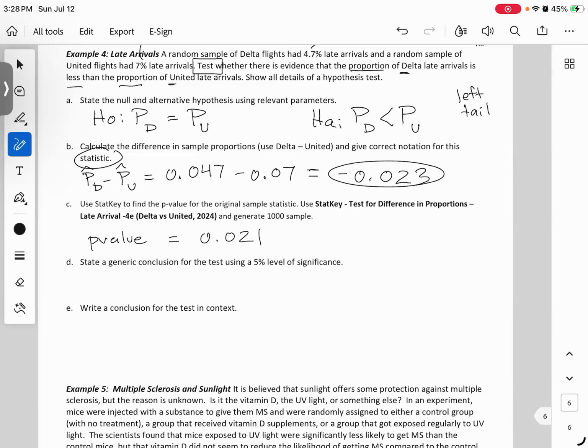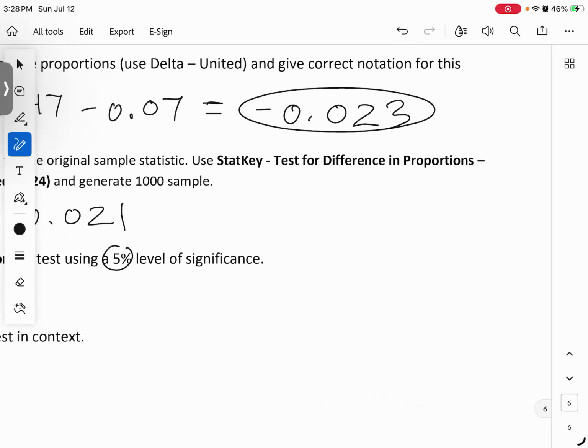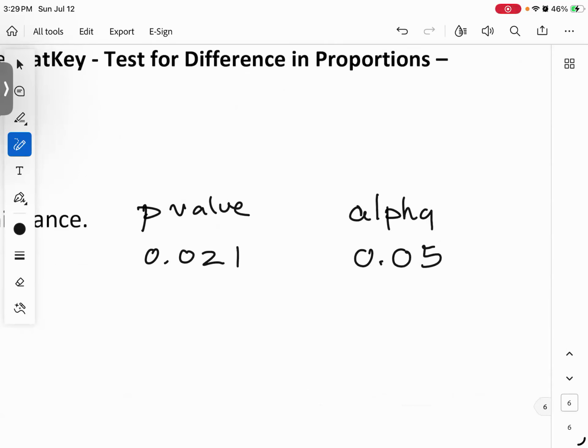And then what we're going to do with this is try to keep this routine. There's alpha. And I always recommend just being a creature of habit and putting your p-value first and checking that it's smaller than alpha. And it is. Yeah, 0.02 is smaller than 0.05.